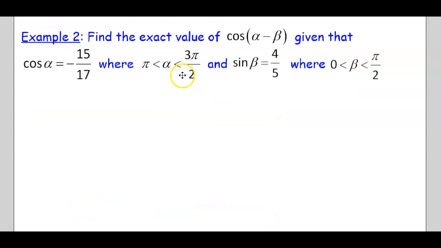So again, here's another one: cosine of a minus b. Before we even start, let's expand this. If it's cosine of a minus b, what would the equation be? It would be cosine of a minus b.